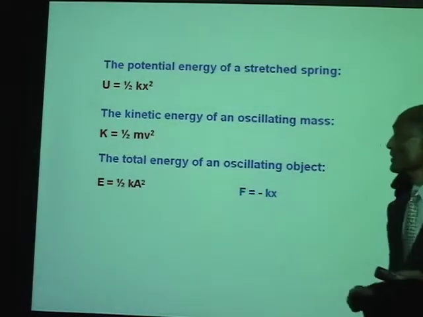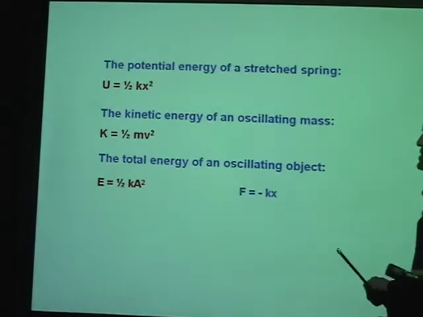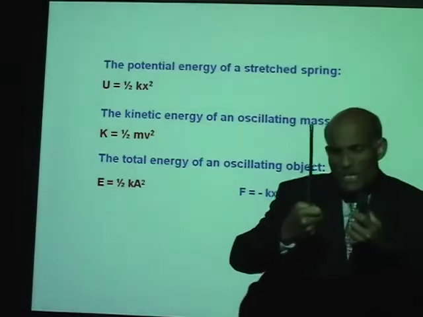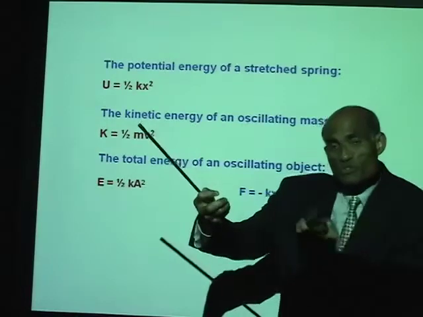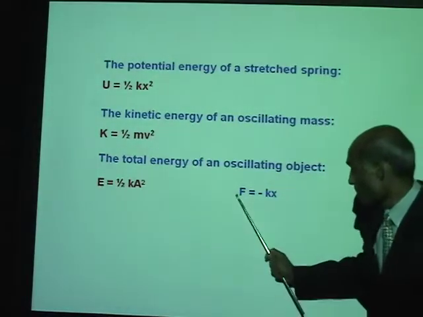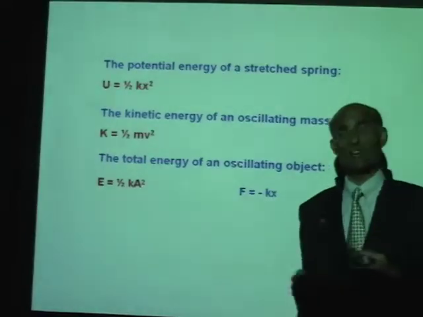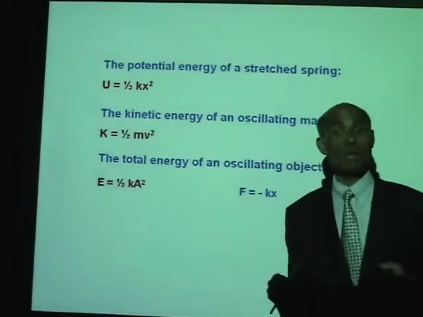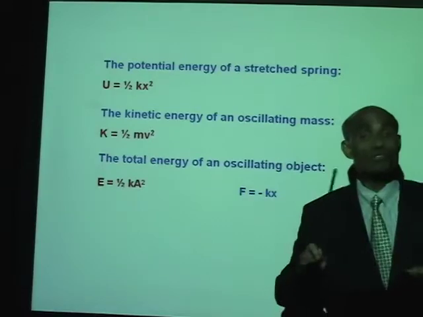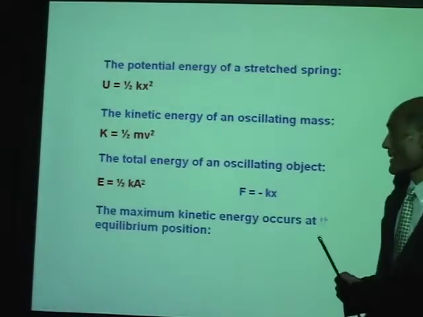And also F equals negative kx. When a spring is stretched, the restoring force is proportional to the displacement. F equals negative kx. We did that in physics 1. And this is actually called Hooke's law. Is that right? All right.